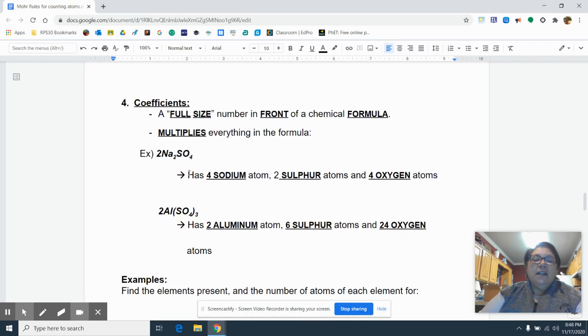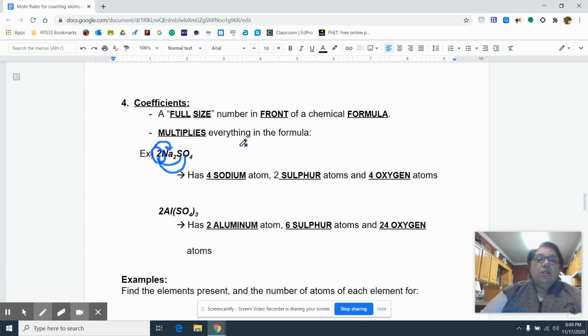A coefficient is the full size number that is in front of the entire chemical formula. And it multiplies everything in the formula. So if you have 2Na2SO4, this 2 is going to multiply everything. It's going to go to the sodium, it's going to go to the sulfur, and it's going to go to the oxygen, just like that.